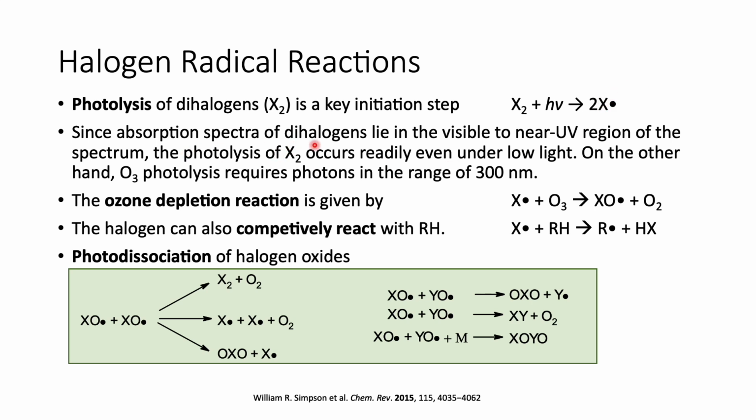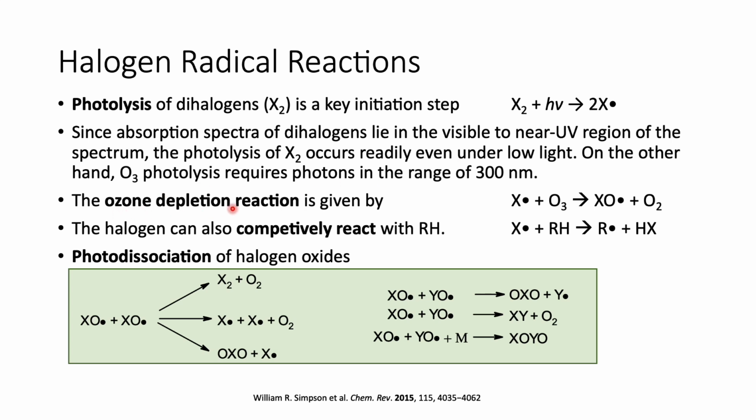Since the absorption spectra of dihalogens lie especially in the visible or UV region, the photolysis of halogens occurs readily even under low light. On the other hand, ozone photolysis requires photons in the range of 300 nanometers. So that's the reason this reaction is the initiation reaction.